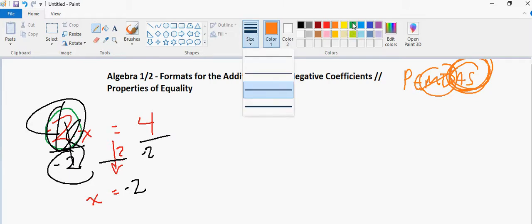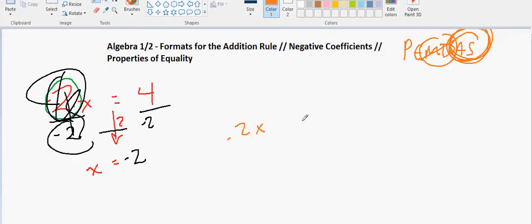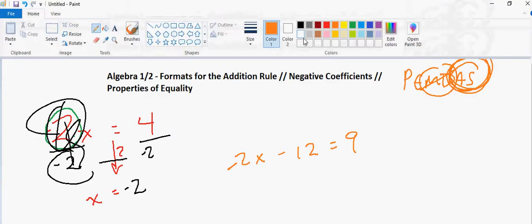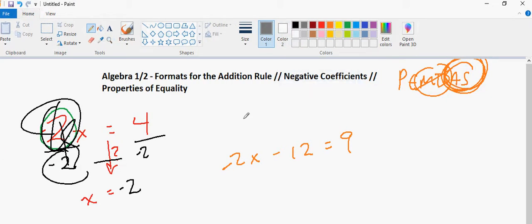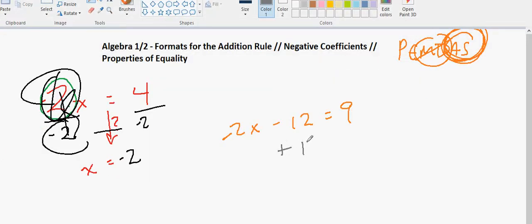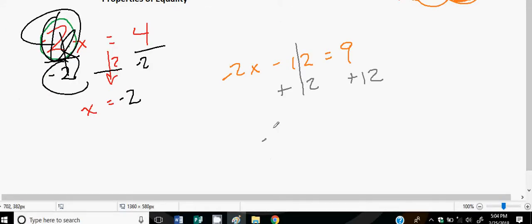Let's try this in some green. And let's say we had negative 2x minus 12 is 9. That's a negative. A little messy, sorry. Where should we start? Think about it before I give it to you. Get rid of this first. It's going to be easier. Negative 2x is what?